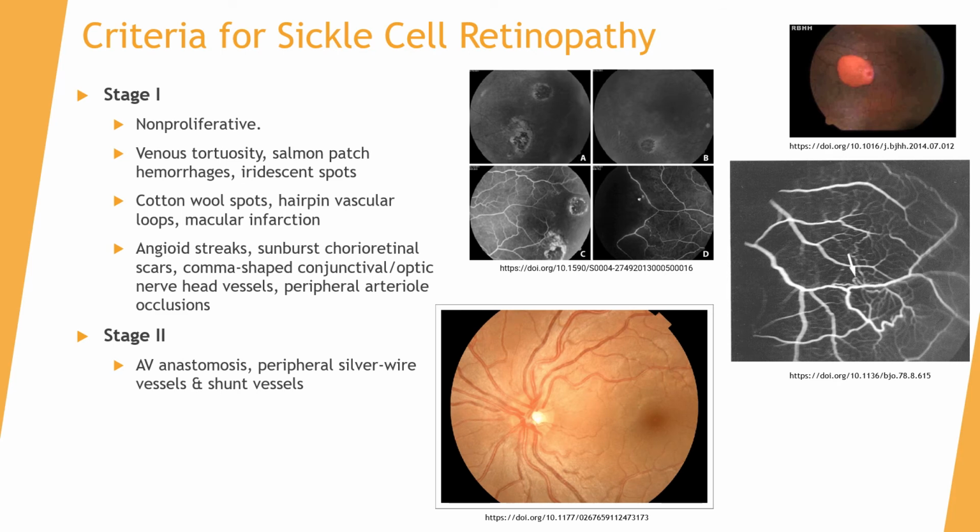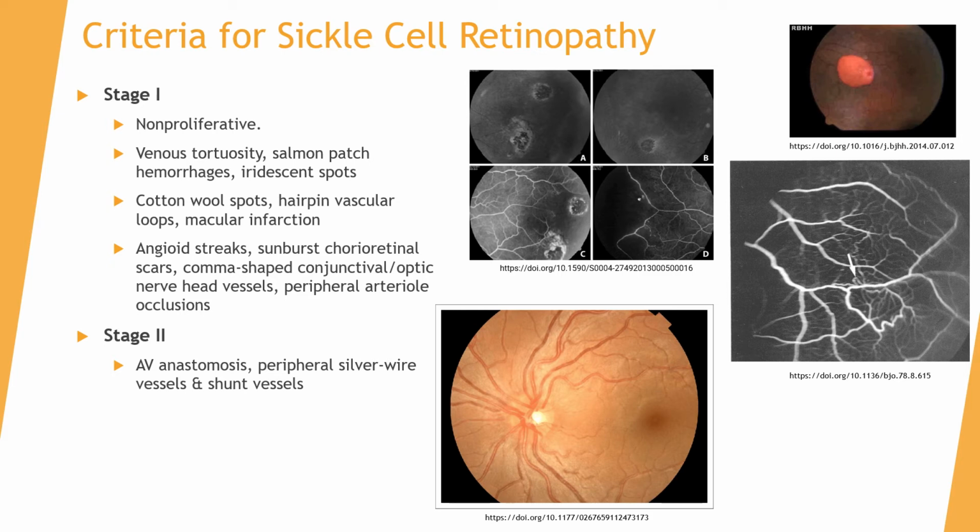In sickle cell retinopathy, one of the end organ complications of sickle cell disease, there are 5 stages that we should be concerned about. Stage 1 is when there's no proliferation, and it can present in the retina as venous tortuosity, salmon patch hemorrhages, and iridescent spots. Cotton wool spots for infarction, and hairpin vascular loops and macular infarction can also occur.